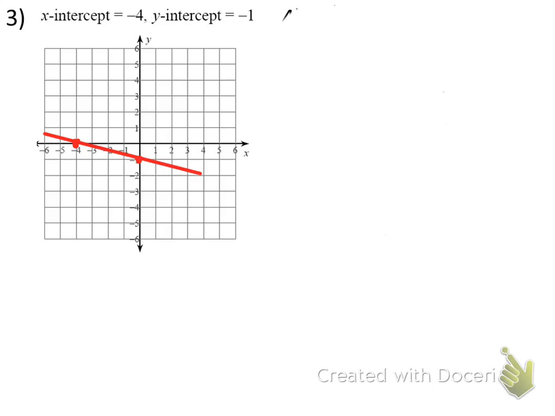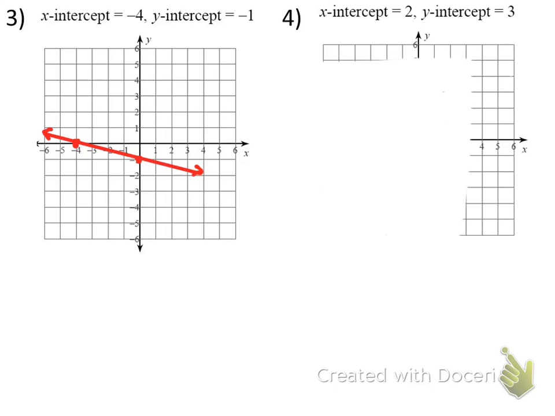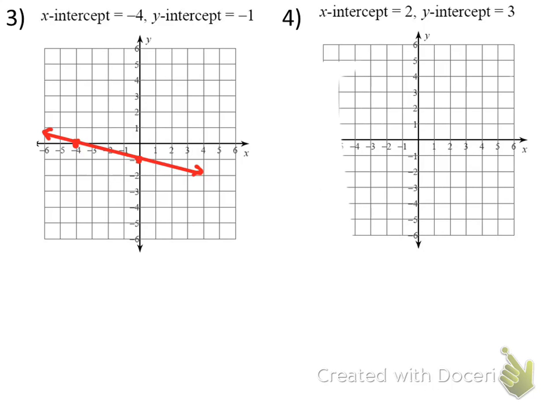So you just plot the 2 points and graph, okay? If you didn't do it correctly, fix it. And now erase. Let's all do number 4. Here we go, number 4. Everyone's working on number 4.